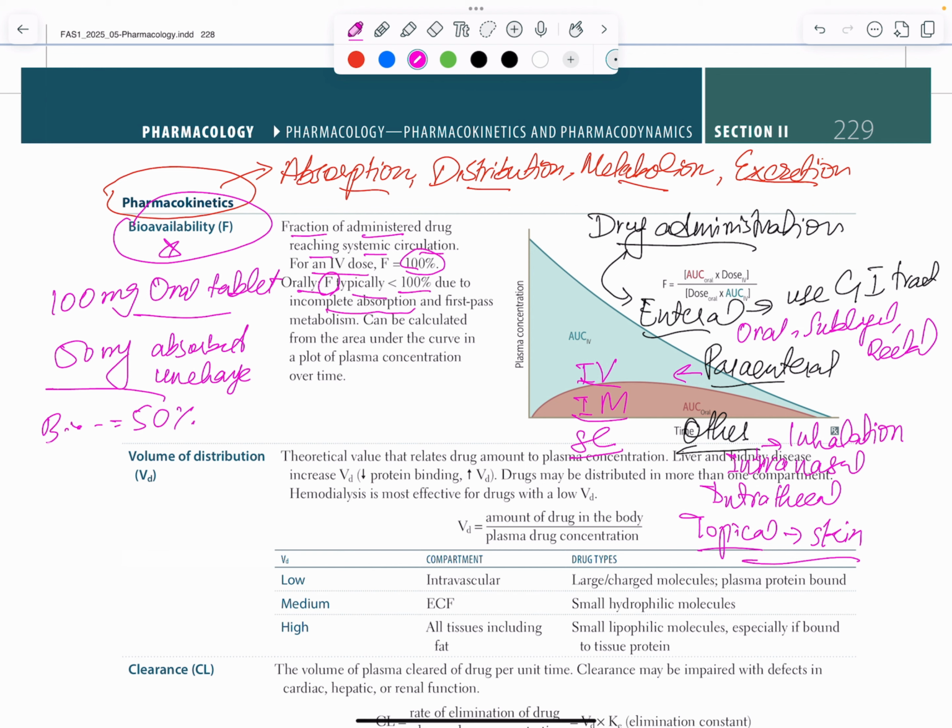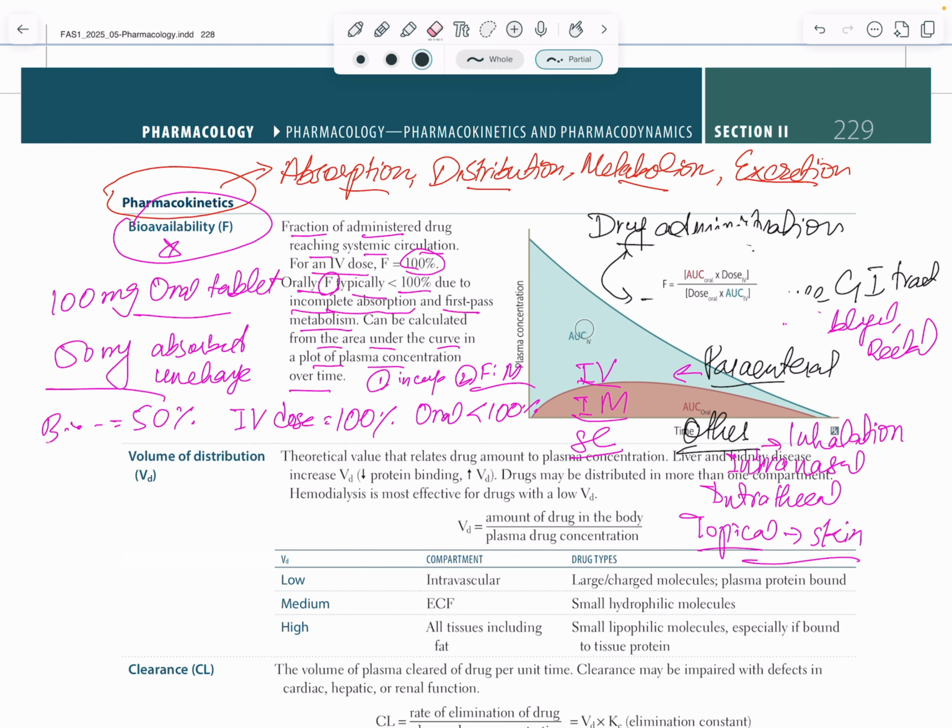There are 2 points: incomplete absorption and first pass metabolism. It can be calculated from the area under the curve in the plot of plasma concentration over time. In this paragraph, we get 2 points. For the IV dose, the bioavailability is 100%, and for the oral dose it is less than 100% because of 2 points. First, incomplete absorption, and second, first pass metabolism. Fine? And what does it mean?